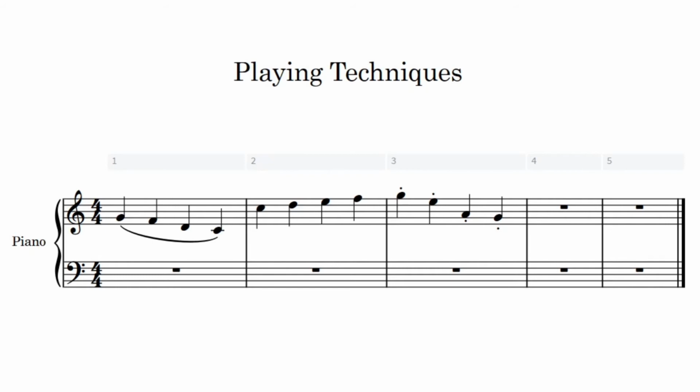In the first bar, we see the legato. If you've noticed, there's a line that is tying all the notes together, which means starting from the first note, you play legato until the last note, tying all of the notes in between.